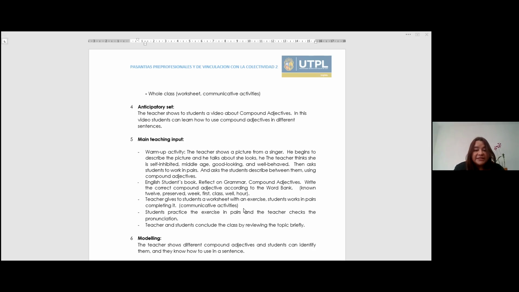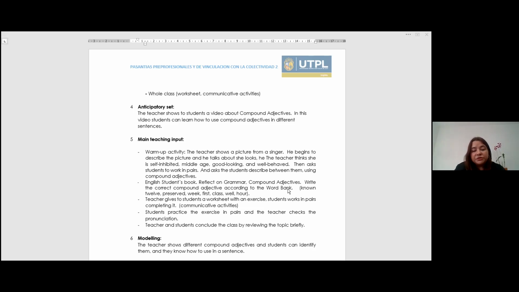This is an oral activity and it is very important that students practice their pronunciation and practice what they have learned from the video too. Then we continue with the English student's book, reflect on grammar, compound adjectives. Write the correct compound adjective according to the word bank. In this activity they also have vocabulary: well-known, preserved, first-class, well-awarded.